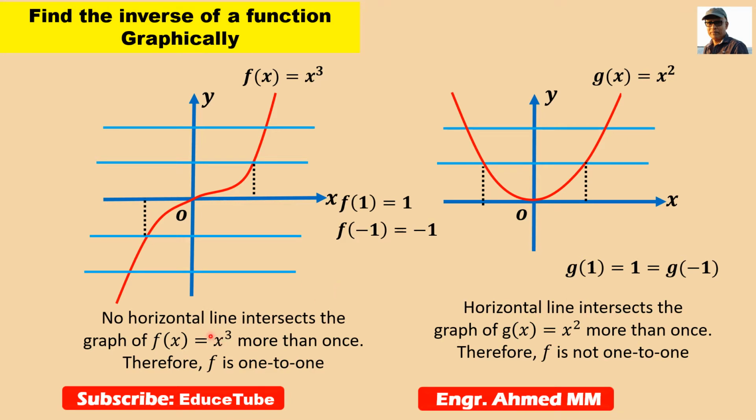So here I have written: no horizontal line intersects the graph more than once. So we can call this function one-to-one, but this is not one-to-one. To get the inverse of a function, we need a one-to-one function, because one-to-one functions are important: it is precisely these functions that possess inverse functions. So let's see in the next slide more details of how to find the inverse of a function graphically, but the function must be one-to-one.